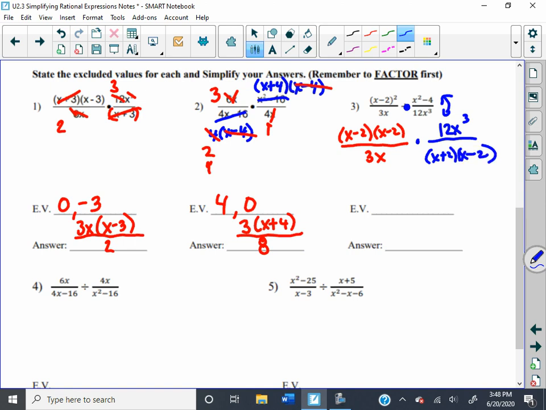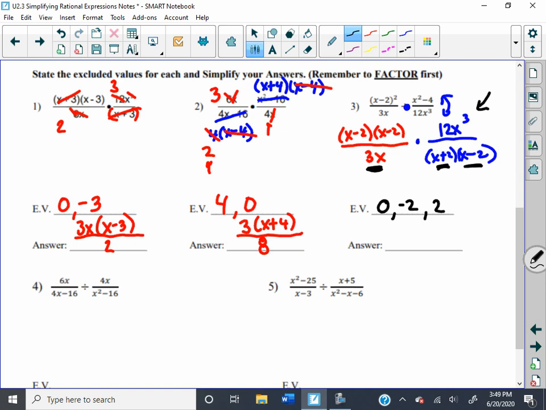All right, so now I want to state my excluded values. This is where it could be a little tricky with division. Excluded values come from all denominators, from after we flip it and before we flip it. So the 3x here has an excluded value of 0. X plus 2 has an excluded value of negative 2. X minus 2 has an excluded value of positive 2. And then this 12x to the third was in the denominator in the original problem, and it has an excluded value of also 0. And since I already have it, I don't need to write it again.